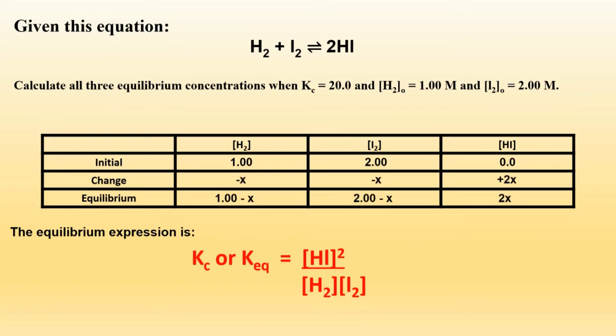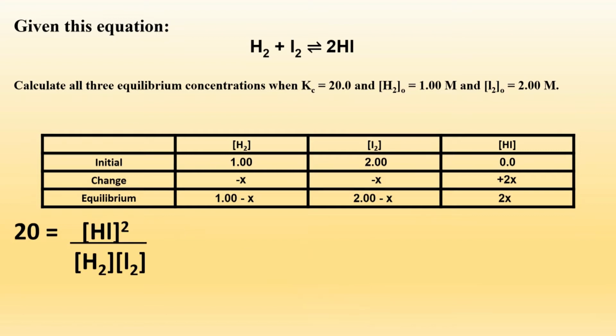Now we write the equilibrium expression, where Kc or Keq is equal to the concentration of HI squared divided by the concentration of H2 times the concentration of I2. Inserting the value of Kc yields 20 equal to the concentration of HI squared divided by the concentration of H2 times the concentration of I2.